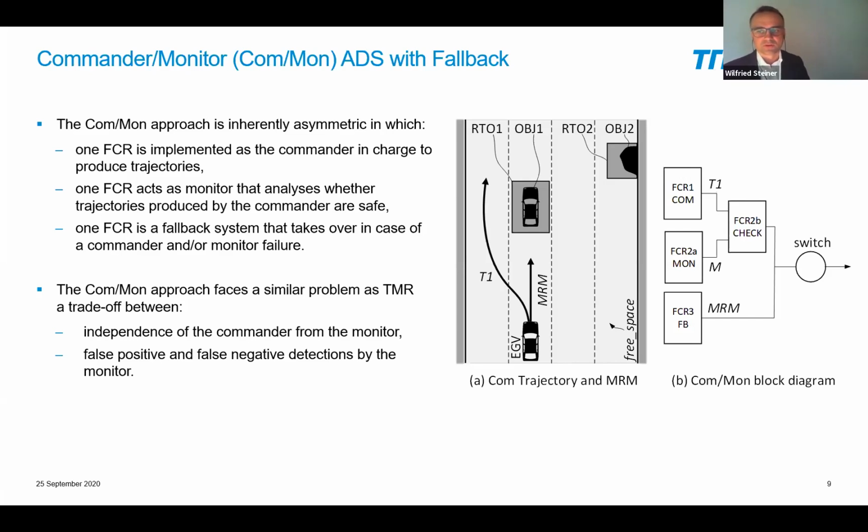So it's essentially what you see here in this box, the FCR2 check. So instead of having a second FCR producing another trajectory and voting, like in the TMR approach, in the command and monitor approach, you have a commander that produces trajectories and a monitor that checks whether the trajectory is safe. So what do we do if the check is indicating that the trajectory produced from the commander is faulty? Well, in this case, we hand over to a backup system, which again is a very similar strategy as was proposed by the previous speaker.